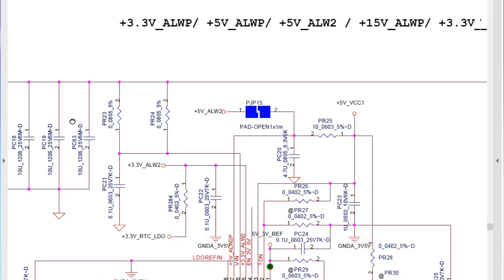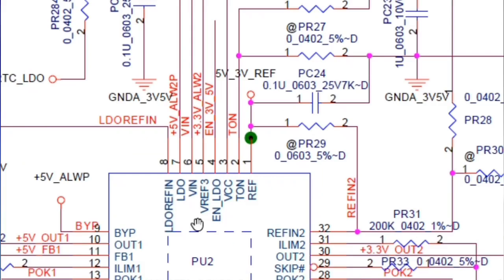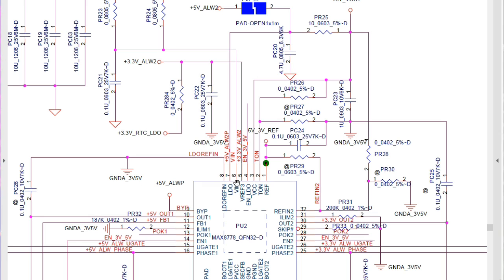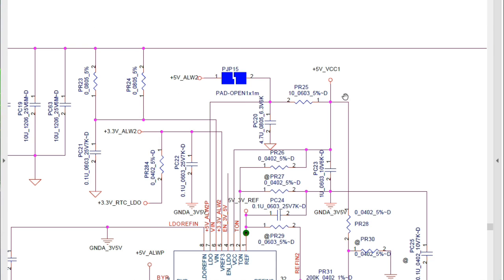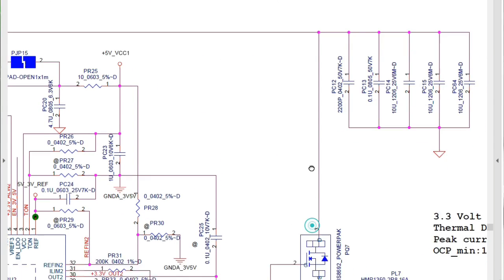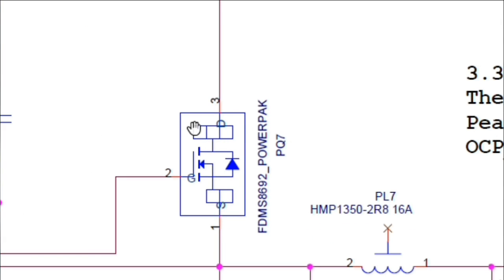This is a filtering capacitor, and the voltage will pass through this resistor and then go to this IC. As you see, we have here the VIN, the input voltage. This is the 19 volt VIN voltage. So the 19 volt will go to pin number 6 of the IC, and also directly to the drain of this MOSFET. As you see, this is the drain.